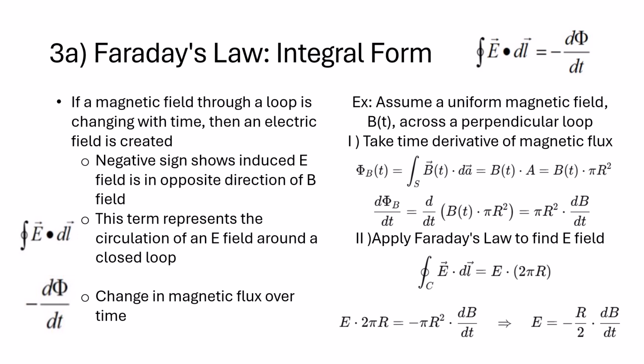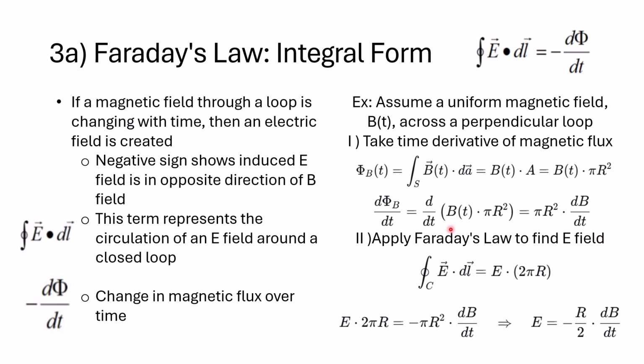And here's another small example included on the right. To start, assume a uniform magnetic field that is only time dependent, B of t, running across a perpendicular loop. So to start, you would take the time derivative of the magnetic flux to find the right-hand side of the equation. To find our magnetic flux, first it would just be the magnetic field across the surface. And since in this case we're using a loop, this would be pi r squared.